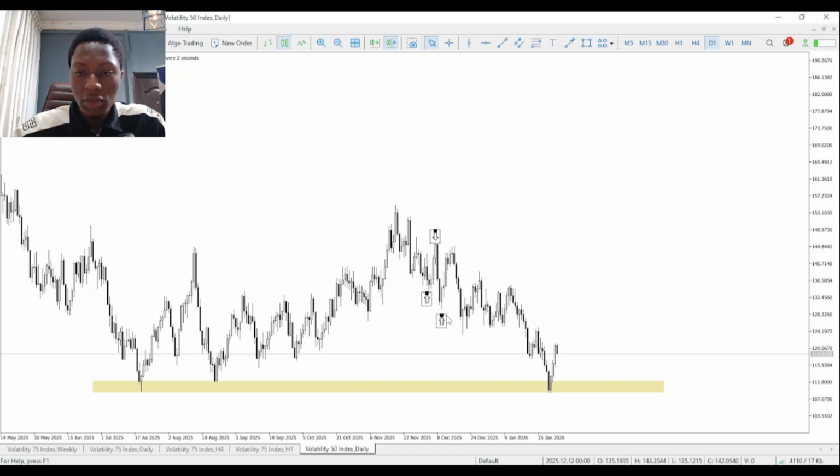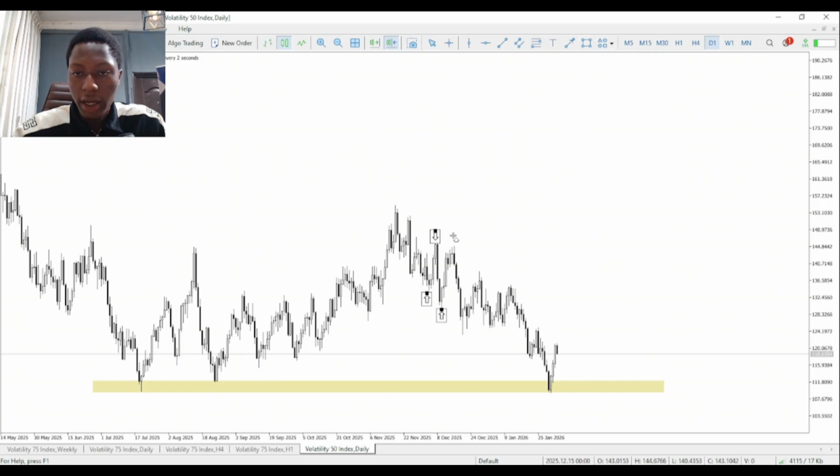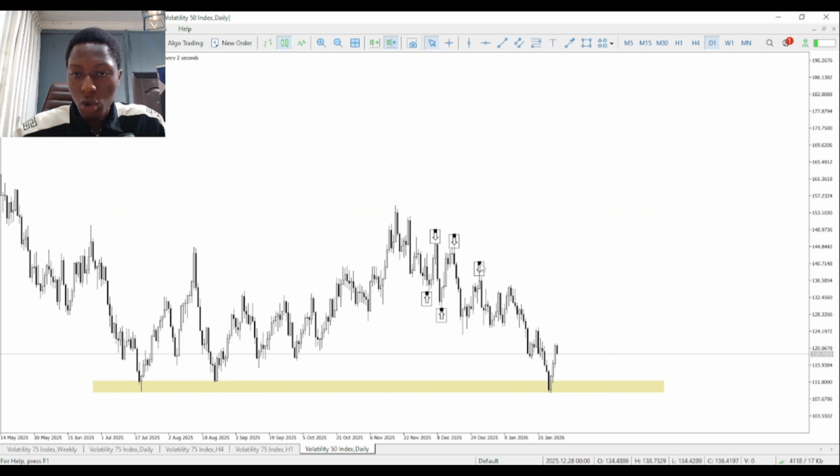But currently now, sellers are in control of the market because sellers are pushing price right now, so they have full control over this market. You can see how the market has been creating lower lows and lower highs, lower lows and lower highs continually. You can see it right here.